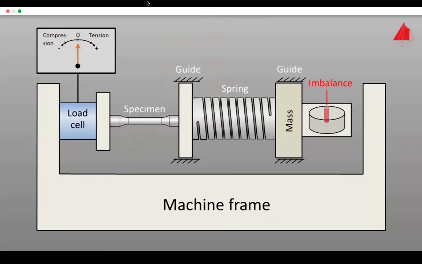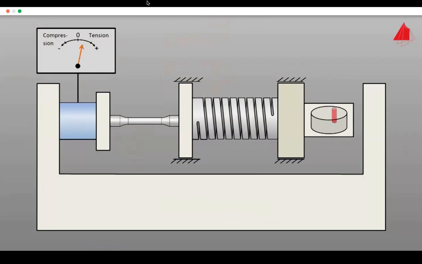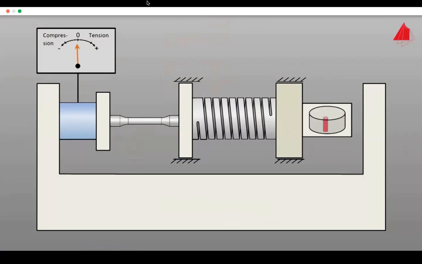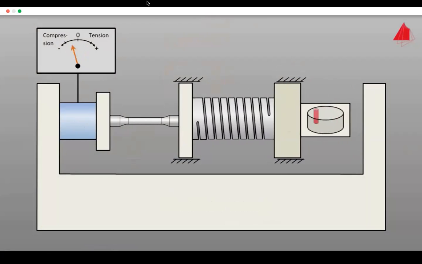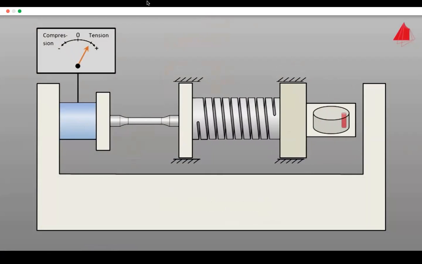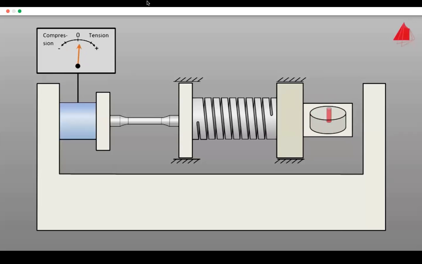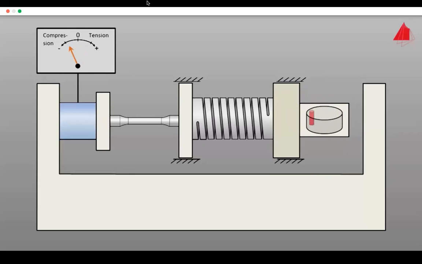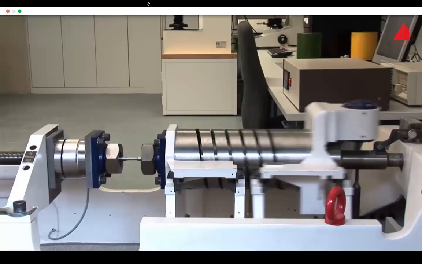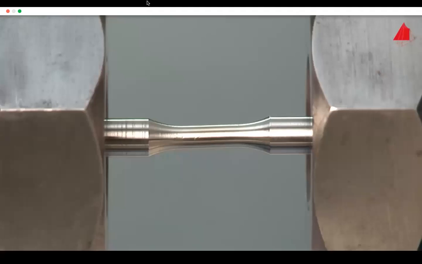Longitudinal guides prevent the mass from vibrating in the transverse direction. Via the spring, the test force acts on the specimen. By varying the excitation frequency of the imbalance, the test force can be controlled. In our case, the specimen is loaded with about 25 cycles per second. Meanwhile, the first specimen has already endured over 300,000 load cycles and still seems to be intact.